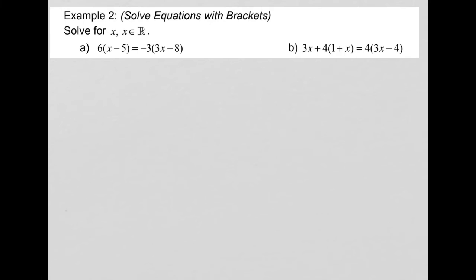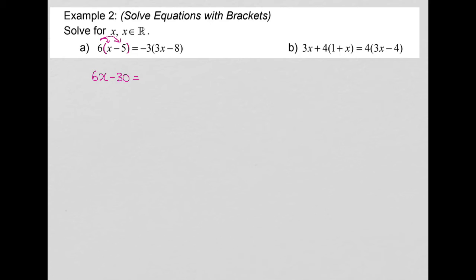Okay, let's look at the second page. Example 2, right now we have brackets. So the first thing is you have to remove the brackets. How do you remove the brackets? We have to use expand. Expand means take out the brackets by using multiplication. So this 6 is in front of this bracket here. So that means 6 has to times by x and 6 has to times by negative 5. So that will become 6x minus 30 equals.